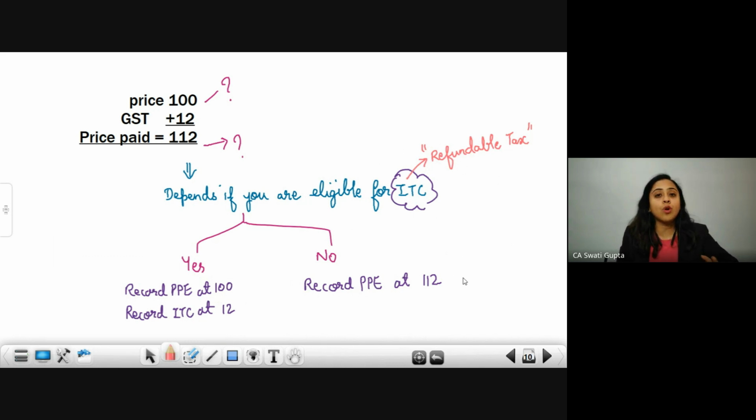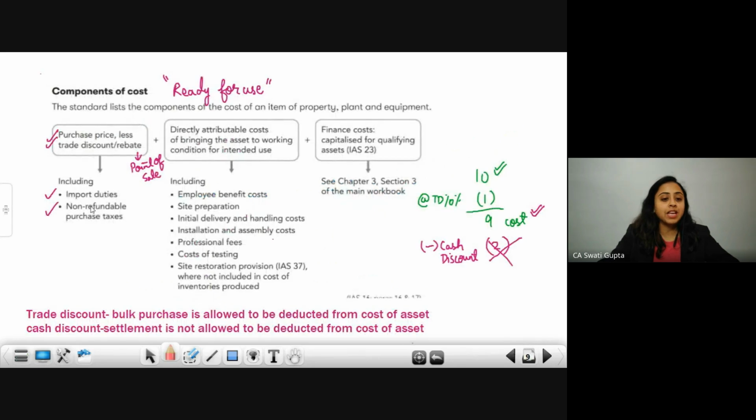But in case it's a non-refundable tax, then we'll say okay, record PPE at 1/1. Okay, again coming back to the same. For example, import duties, if they are non-refundable. If you have any other non-refundable taxes, then go ahead and include them in your cost of PPE. If there are any refundable tax, we say do not include. Okay, record it as a separate asset. Good, very good.